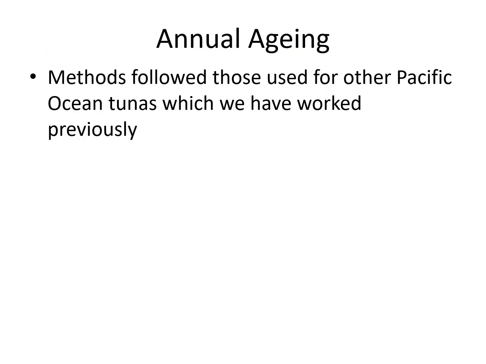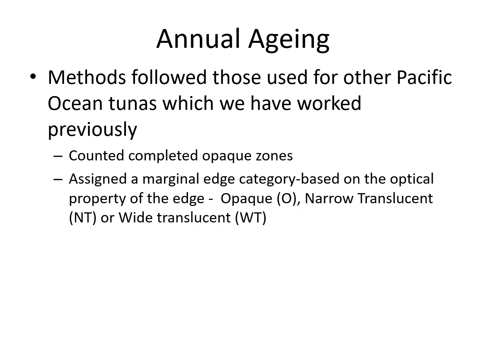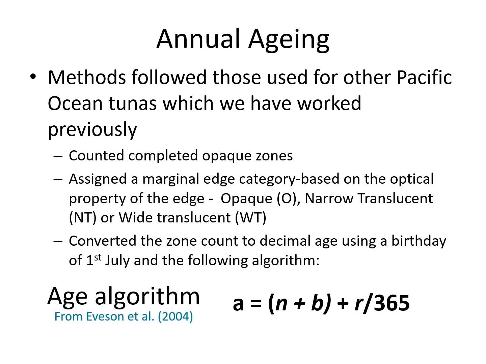For the annual aging, the methods we use follow those developed for other Pacific Ocean tunas that we've worked on, where we counted complete opaque zones. We assigned a marginal edge category based on the optical property of that edge, either opaque, narrow translucent or wide translucent. And then zone counts were converted to a decimal age using a nominated birth date of 1st July and the following algorithm. Now, I won't go into that algorithm just to save time, but I'm happy to talk about that with anyone later.